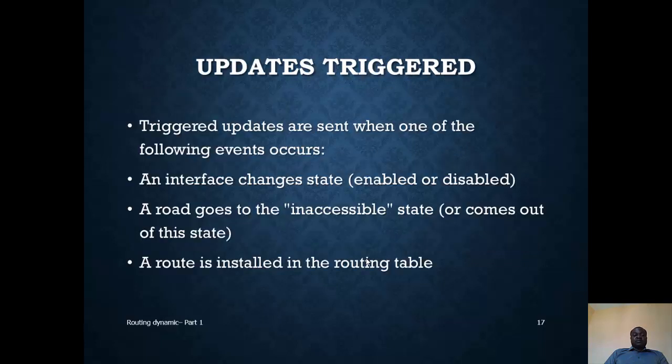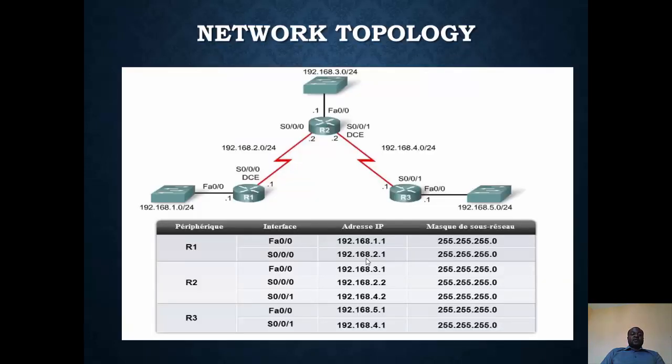What about triggered updates? Triggered updates are sent when one of the following events occurs. 1. An interface changes state. 2. A route becomes inaccessible. 3. A route is installed in the routing table. And this is the topology.